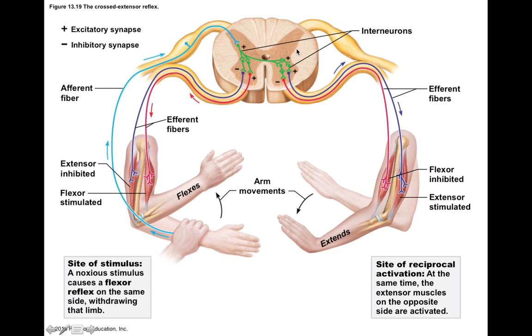And what's pretty cool is a lot of our walking ability relies on these types of reflexes, which we call central pattern generators. And these actually exist in the spinal cord to help us walk. And so a lot of walking is actually a reflex pathway.